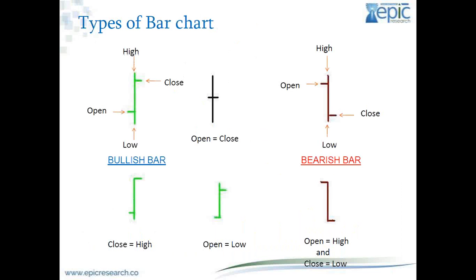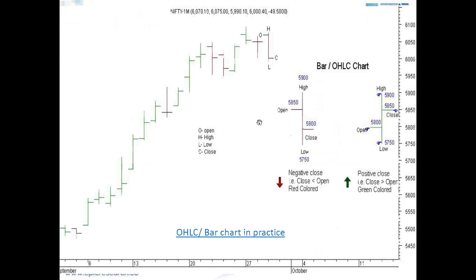This is the bar chart. Now in the bar chart, as you can see, this is the bar. This represents the open, the right tick represents the close. This is the highest point, this is the lowest point. This is how a bar is formed. If the color is green, which means the closing is above the open, and if the color is red, which means that the closing is below the open price. This is how an OHLC or bar chart would look like.